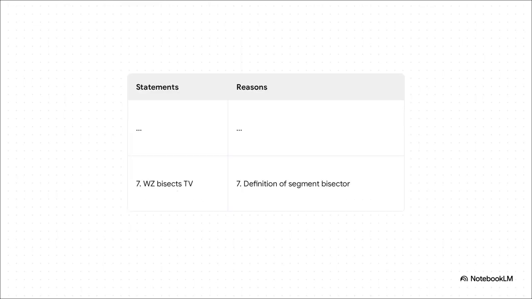Or we could even add another layer. We just proved that TZ is congruent to VZ. Well, if a line segment like WZ is dividing another segment, TV, into two equal parts, what does that make it? By definition, that's a segment bisector. So we could even add a seventh step to our proof and conclude that WZ bisects TV.